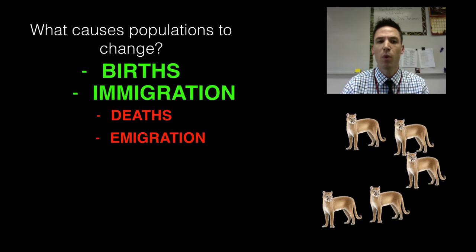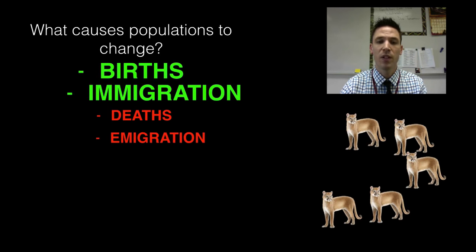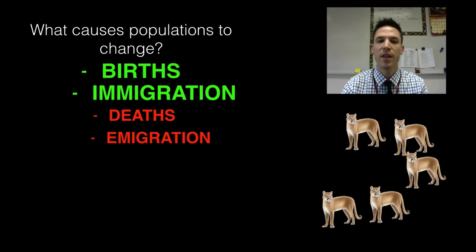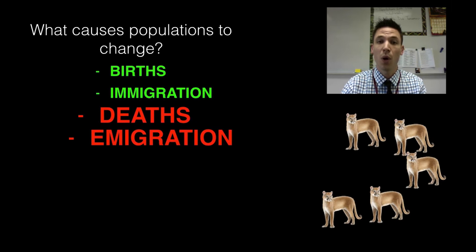It's worth noting that when births and immigration, so the rates of these things, are higher than deaths and emigration, we would expect the population to increase. And if deaths and emigration are higher than births and immigration, then obviously we expect the population to fall.